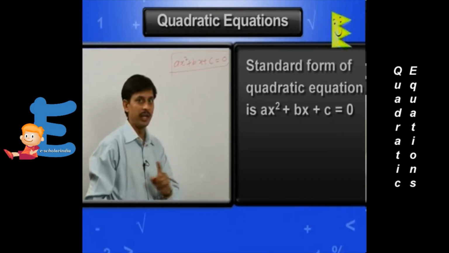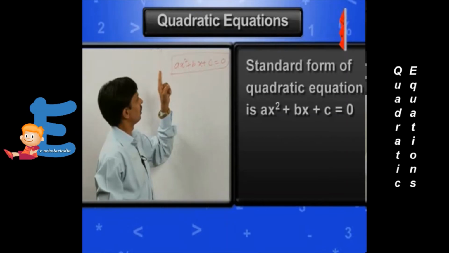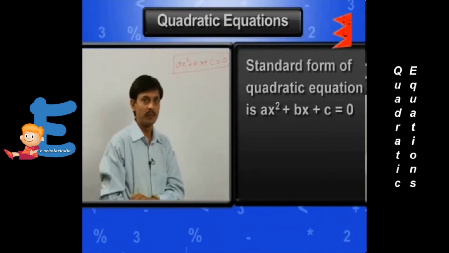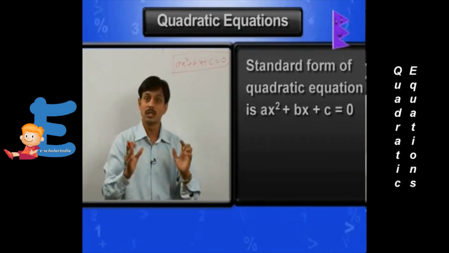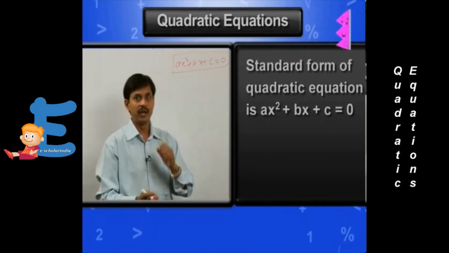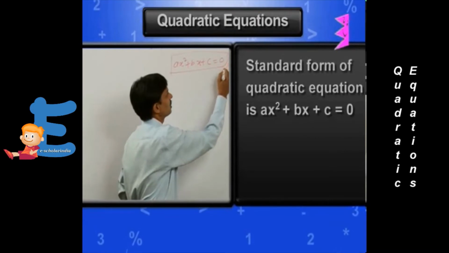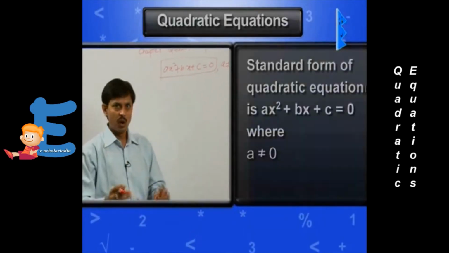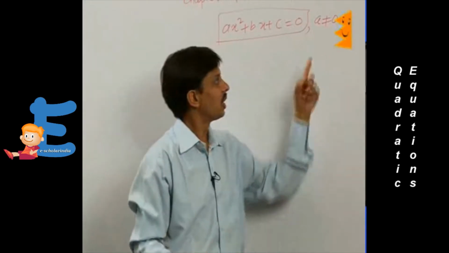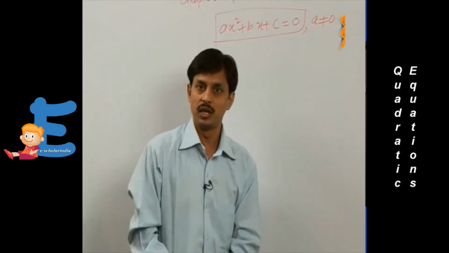Writing only this much, that ax square plus bx plus c is equal to 0 is the standard form of a quadratic equation, is not sufficient. The mandatory condition is here, we must write that a is not equal to 0. Why is a not equal to 0 considered here?